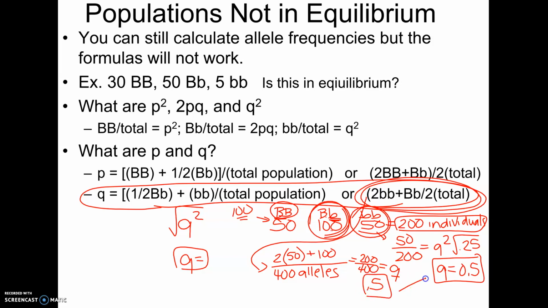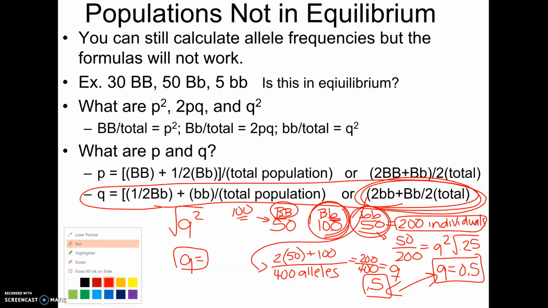Notice how q is the same no matter which way I calculate it. The true q and p of a population are calculated by adding up all the copies of the dominant allele and the recessive allele over the total number of alleles in the population. That's how you would calculate it by hand, and those are the accurate numbers. Taking the square root of q squared or p squared is a shortcut, and that shortcut only works properly if the population is in Hardy-Weinberg equilibrium.